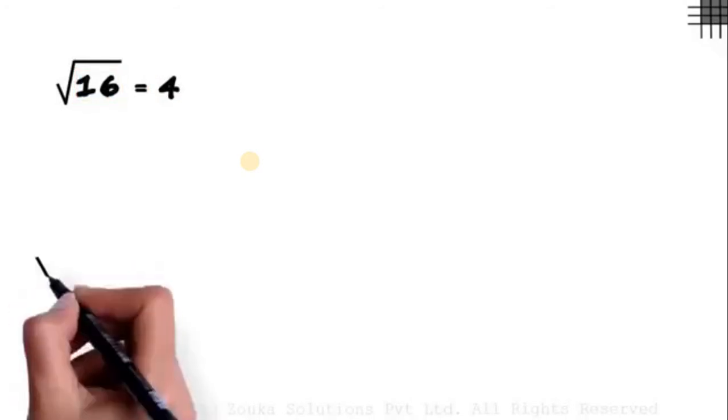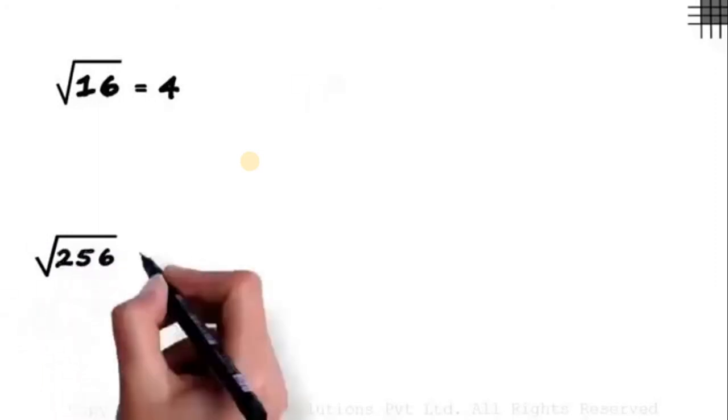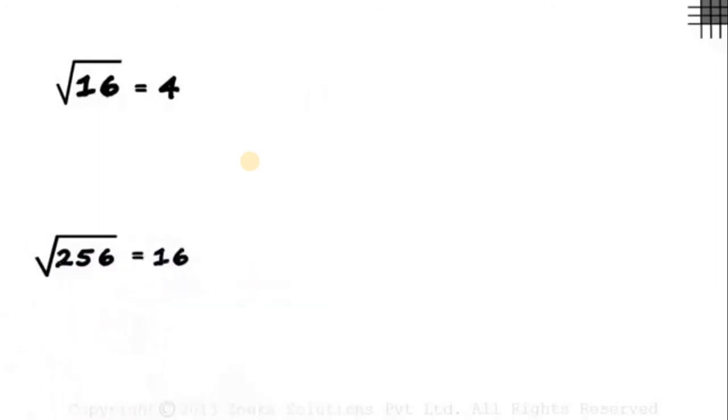Now let's look at another example about square roots. What is the square root of 16? The answer is 4. That means if we square 4, we will get 16. Similarly, the square root of 256 is 16. If we square 16, we will get 256, which is 16 times 16.